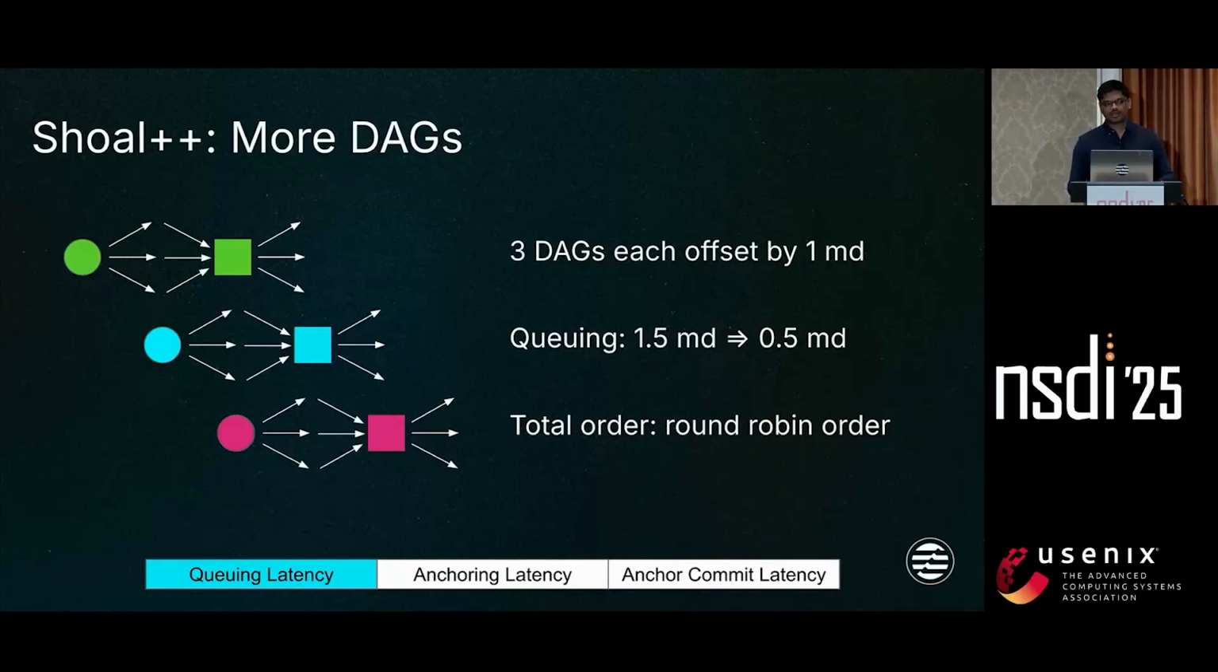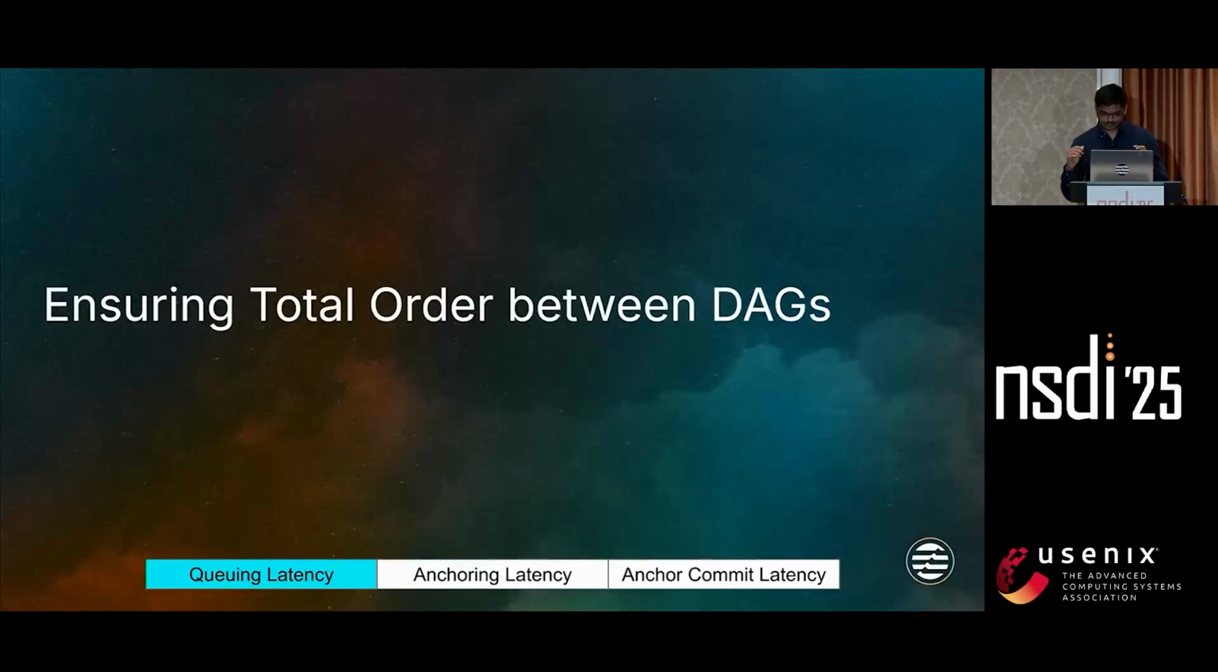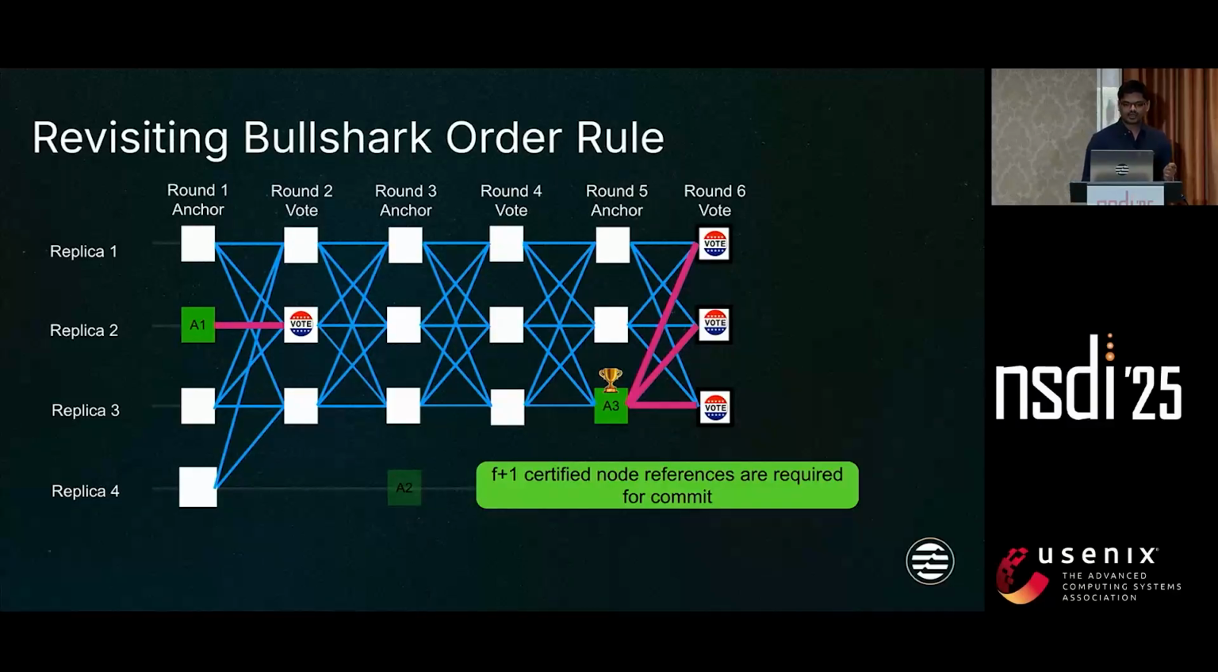And in order to form a total order among these 3 DAGs, we just pick the round robin order. We go from DAG 1, then DAG 2's output, and then DAG 3's output, and so on. However, because the DAG can output different prefixes on different nodes, there are some nuances in ensuring that when we output the total order, we output the same consistent total order between these DAGs on all replicas. To understand that, we need to revisit the ordering rule that we use in Shoal++, which is the same as the Bullshark ordering rule.